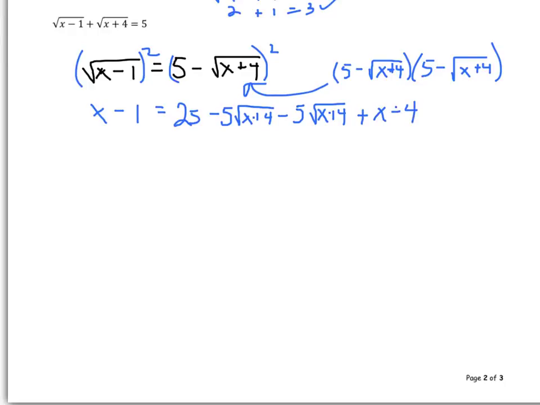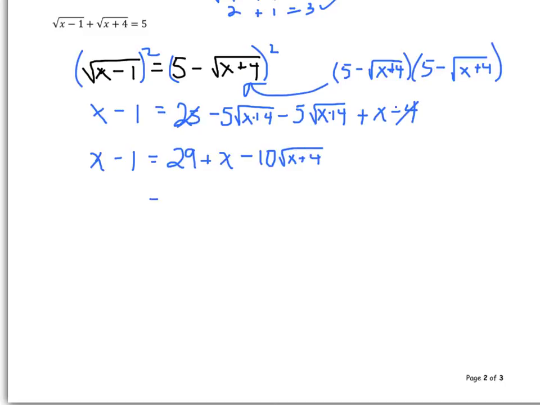Let's combine stuff on the left side, and combine stuff on the right side. Okay, so I have 25 and 4, that's 29. That's these two. I have an x, so plus x. And then I have negative 5 and negative 5. I have negative 10 of these radicals.